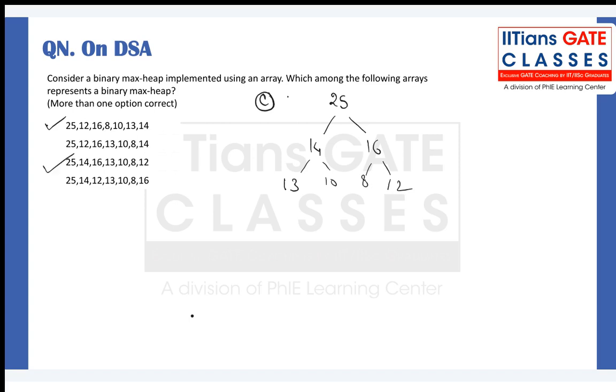Finally, let's look at option D. 25, 14, 12, 13, 10, 8, 16. See, the last node is 16. 12's right child is 16, but 12 is smaller than 16, so D is also not the right answer. So I can say that options A and C are the correct answer.